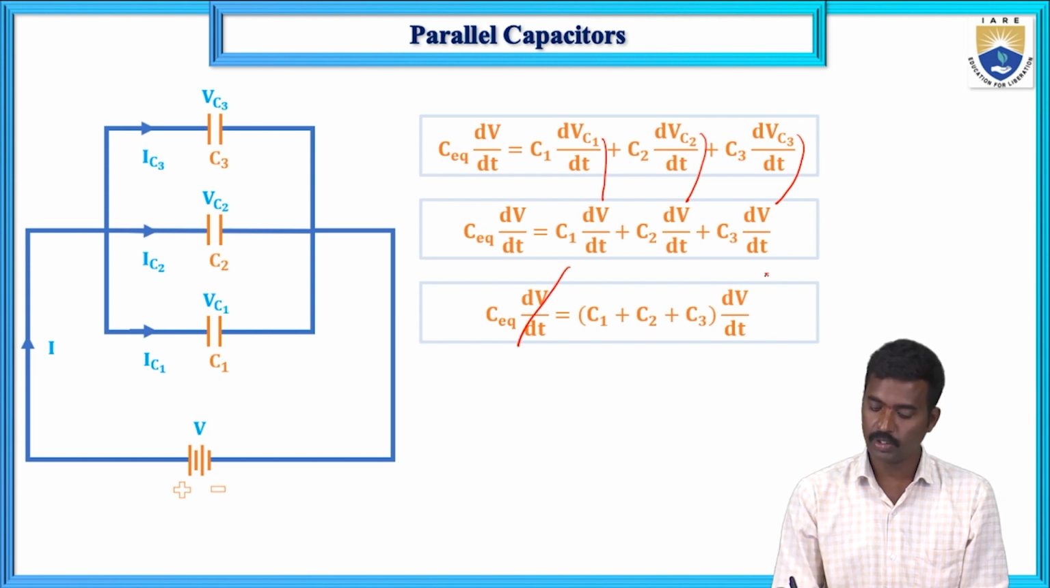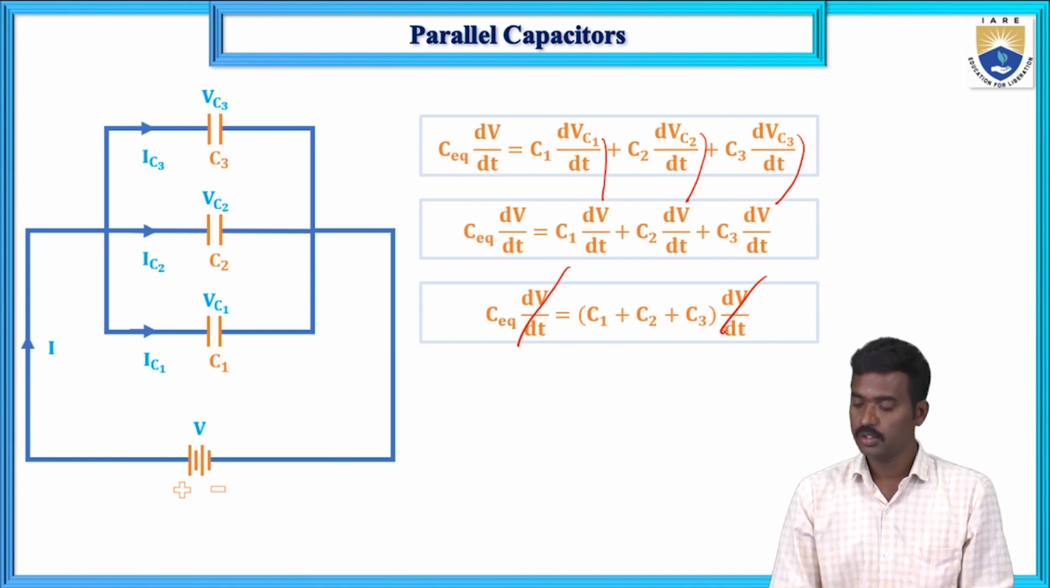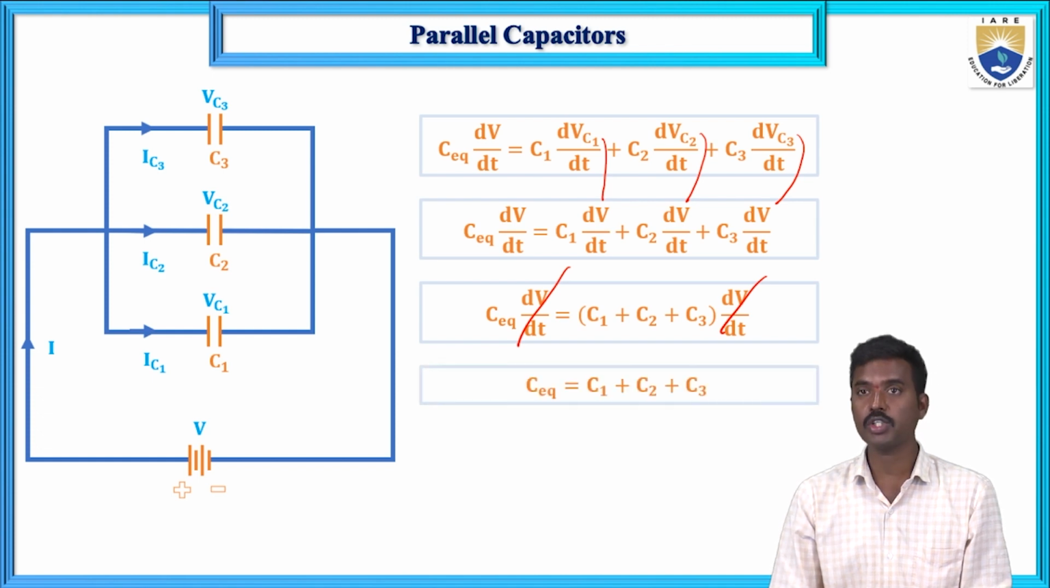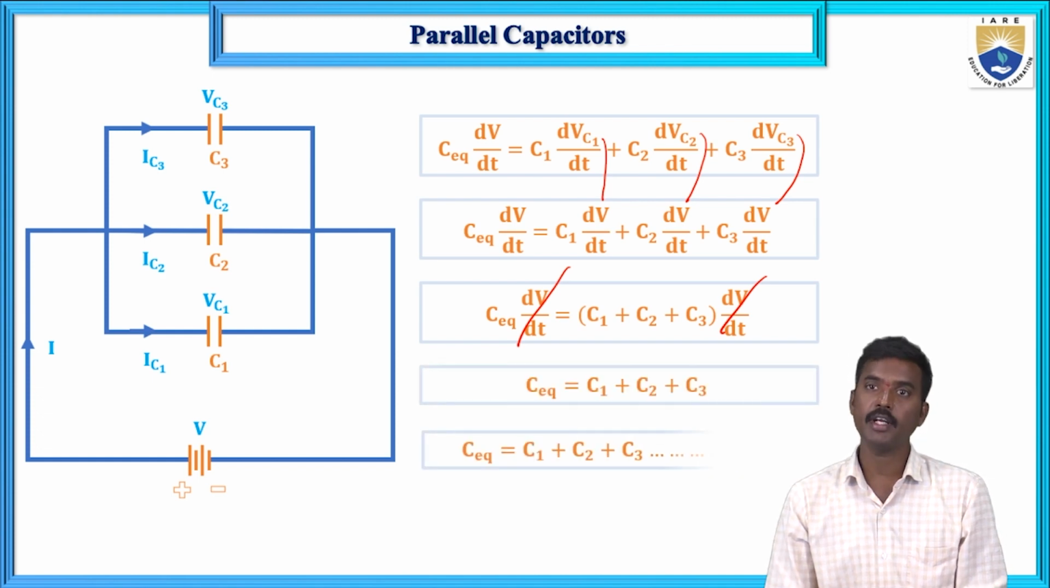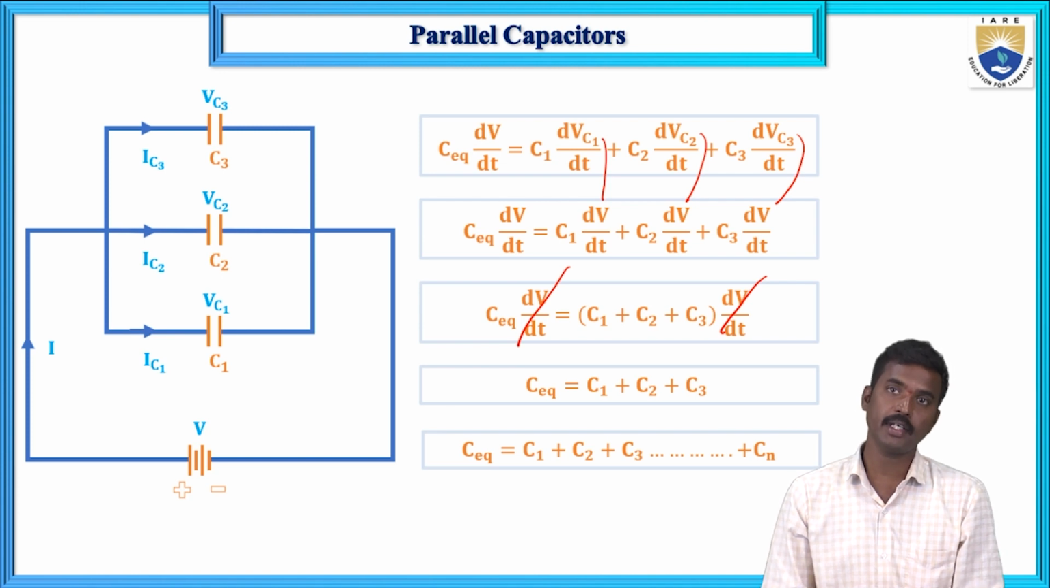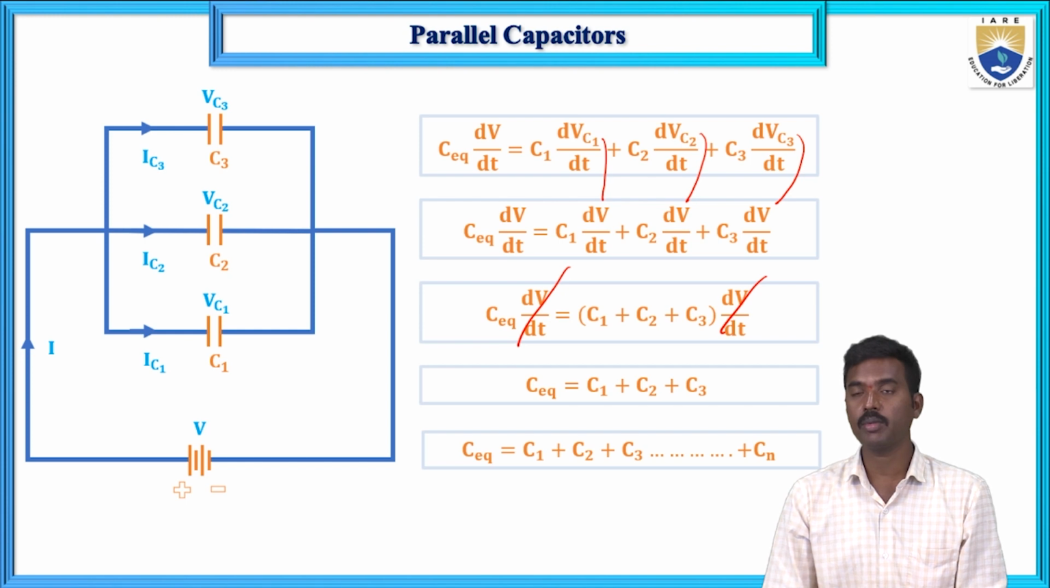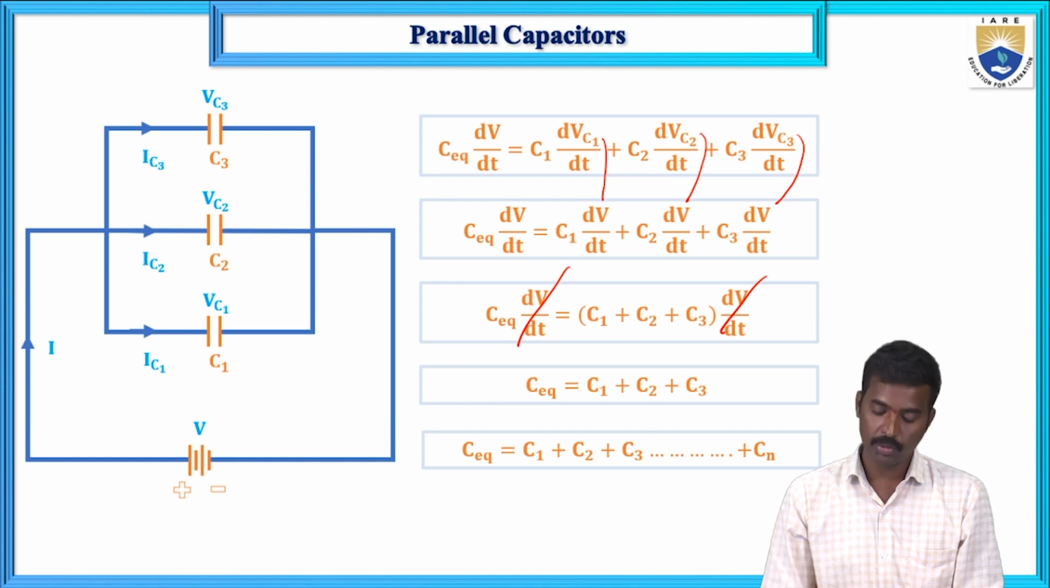The common term for LHS and RHS is dV by dt. So the final equation is C equivalent equals C1 plus C2 plus C3. If n number of capacitors are connected in parallel, then C equivalent equals C1 plus C2 plus C3 till Cn. So the equivalent capacitance equals the sum of the individual capacitances.